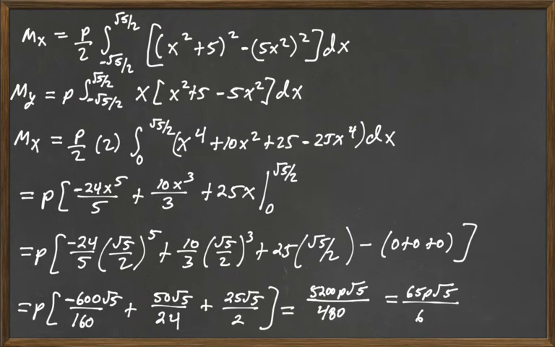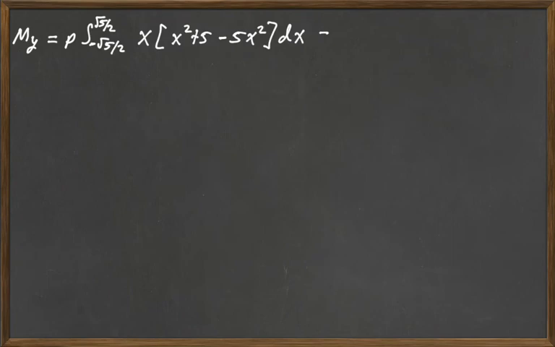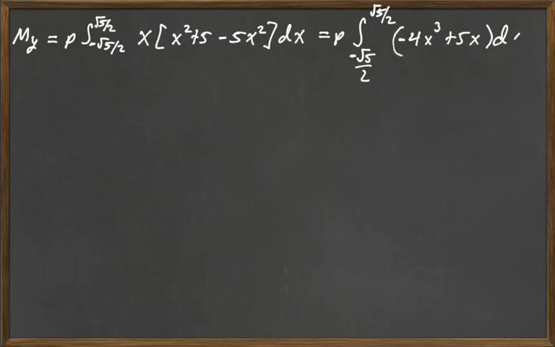Okay. We'll go ahead and calculate the moment about the y-axis. We'll find the center of mass, and then we'll look at what this looks like on the graph. Okay, so a moment about the y-axis. By symmetry, the moment about the y-axis is actually going to be 0 because it's going to be perfectly balanced left and right sides from the y-axis. So it's going to be rho, integral from negative root 5 to positive root 5, both of those over 2 respectively, negative 4x cubed plus 5x dx.